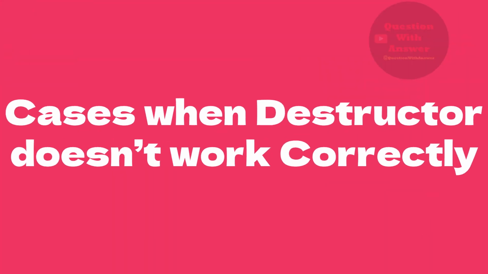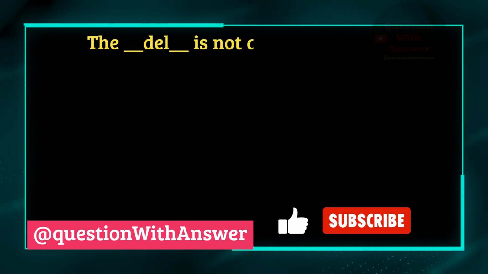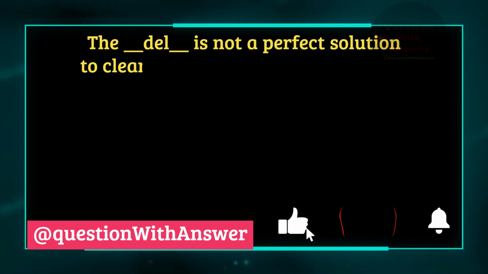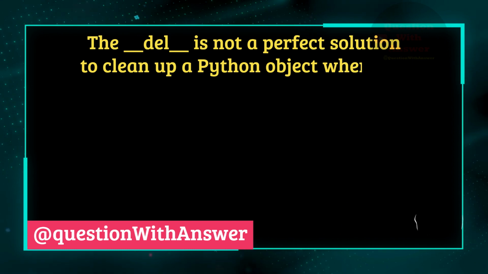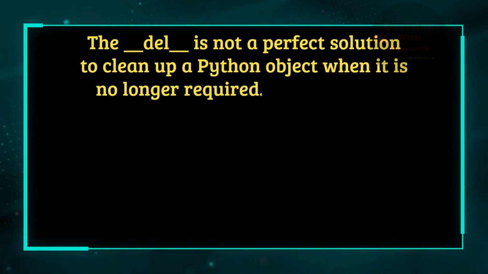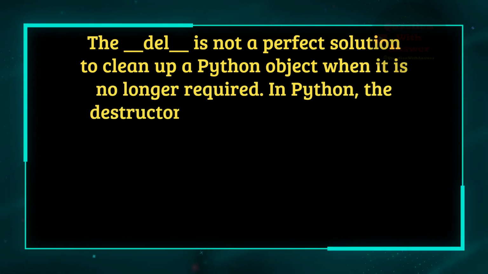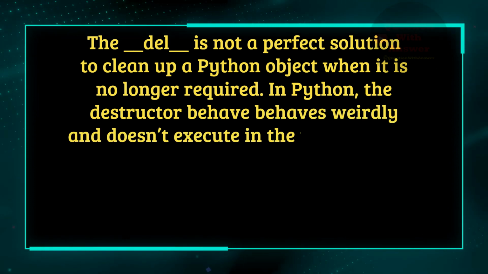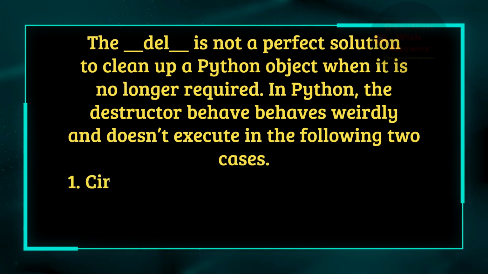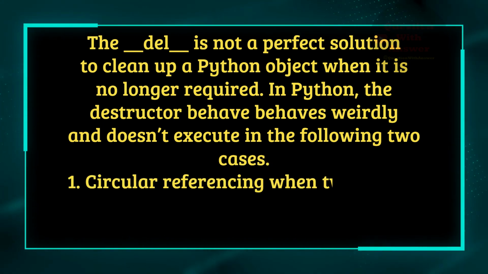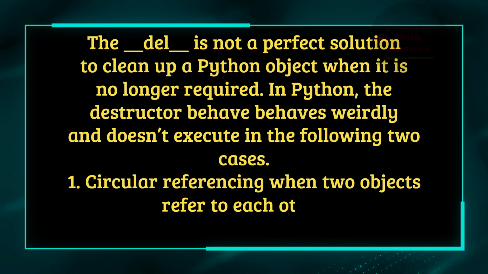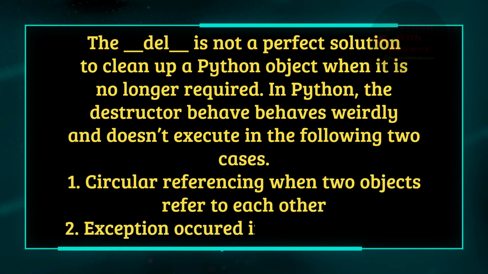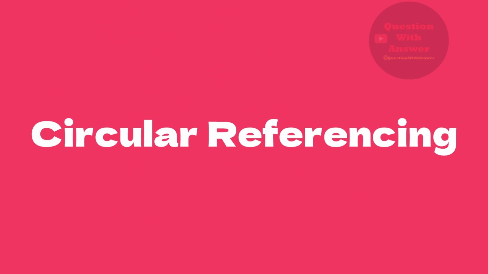Cases when destructor doesn't work correctly. The __del__ is not a perfect solution to clean up a Python object when it is no longer required. In Python, the destructor behaves weirdly and doesn't execute in the following 2 cases. 1. Circular referencing when 2 objects refer to each other. 2. Exception occurred in the __init__ method.